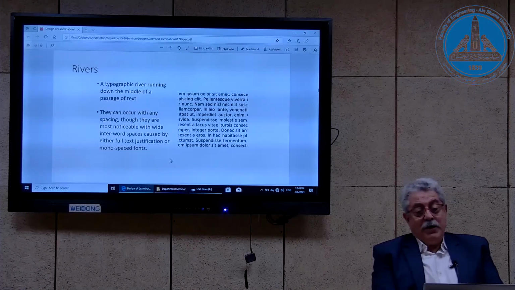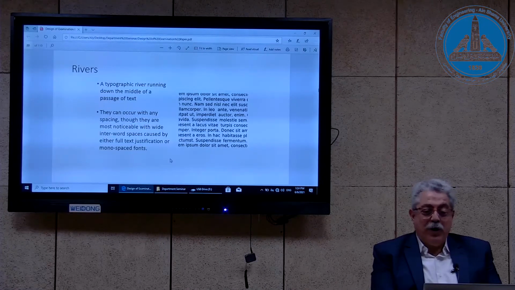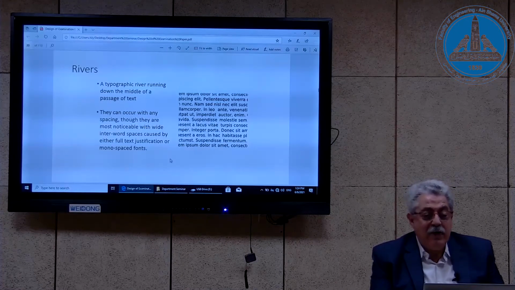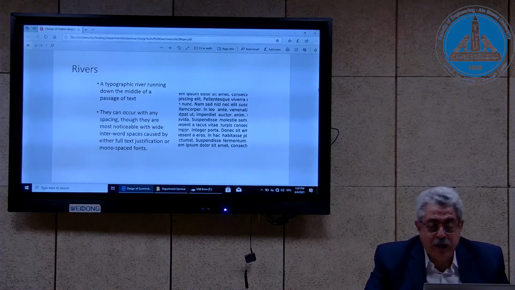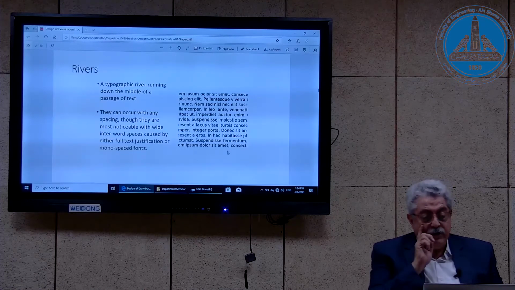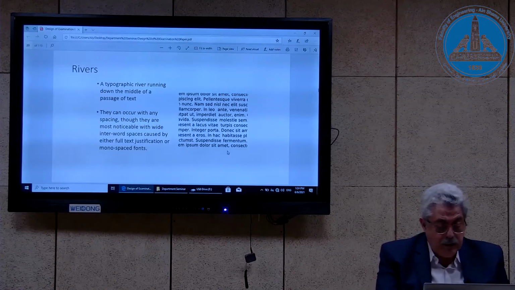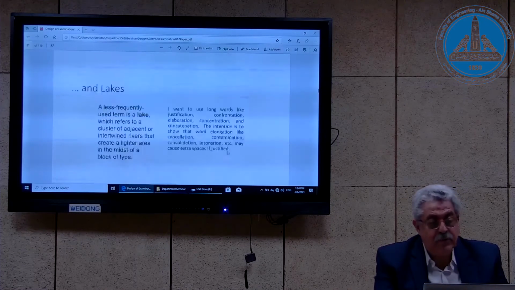Here, rivers are not rivers as in water resources, but a typographic river running down the middle of a passage of text like the one you see here. They occur with any spacing, though they are most noticeable with wide interword spaces caused by either full text justification or monospaced fonts. In addition to rivers, we also have lakes.